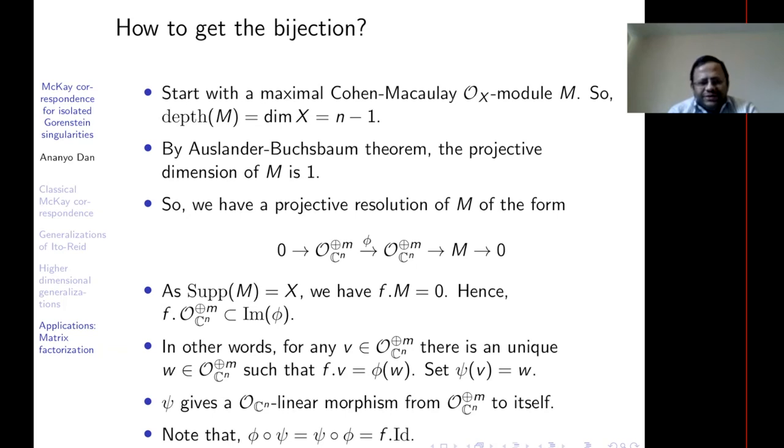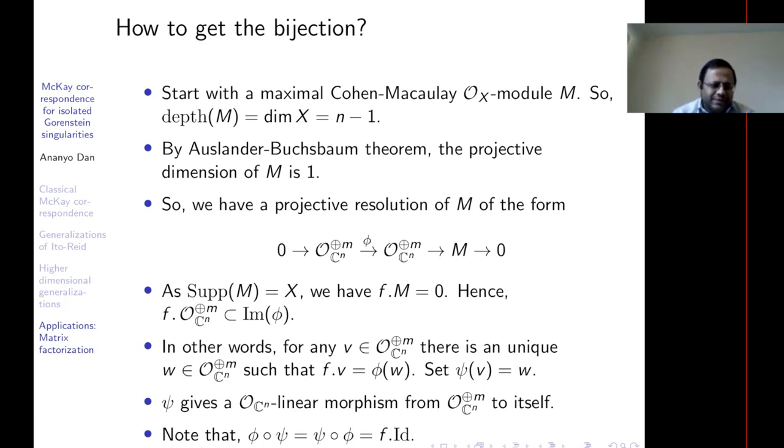And the important point to check is that the composition of phi with psi and psi with phi both give you F times identity. So this gives us the bijection. Here we started with a maximal Cohen-Macaulay module, and then we looked at this morphism phi.